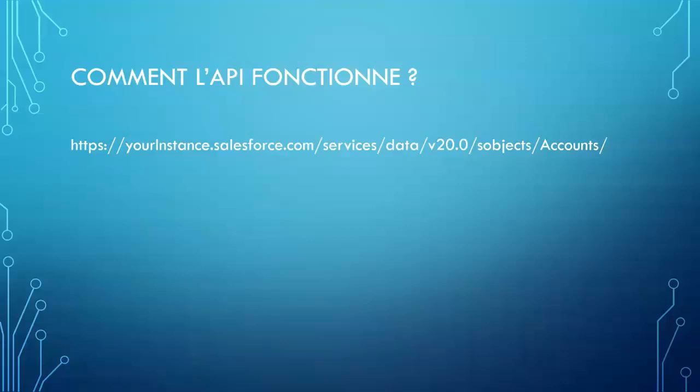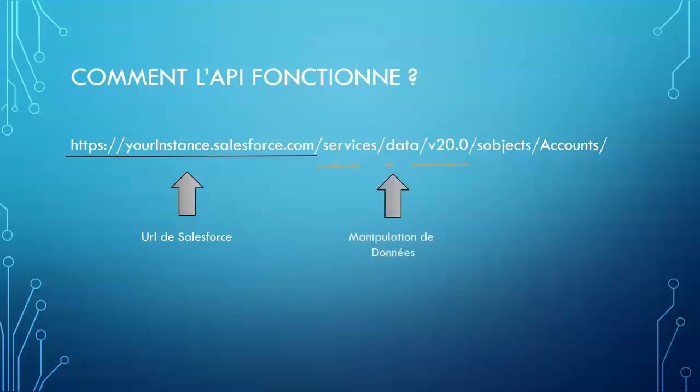Let's take things step by step to better understand. First, in the endpoint is the instance. This is the URL you provide to Salesforce when you sign up on the platform. Then, service, data, and the version tells Salesforce that we are interested in manipulating the data. That means that the request sent is related to an action on data. And finally, the last two parts, objects and accounts, indicate which object we are accessing. If you want to access another object, you will have to change these last two parts of the endpoint.